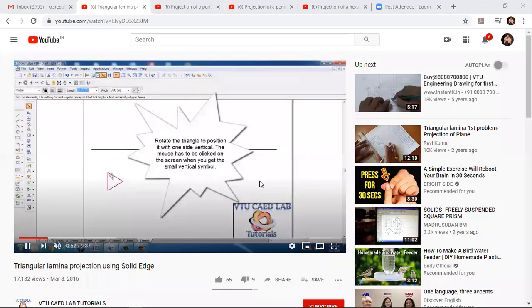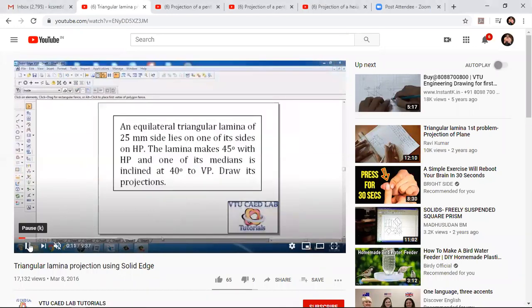So if you look here, this is the triangular lamina construction. An equilateral triangle, or lamina of 25 mm sides, lies on one of its sides on HP. The lamina makes 45 degrees with HP, and one of its medians is inclined at 45 degrees to VP. Draw its projection. So first, the lamina inclination is 45 degrees to HP, so we keep the lamina parallel to HP.